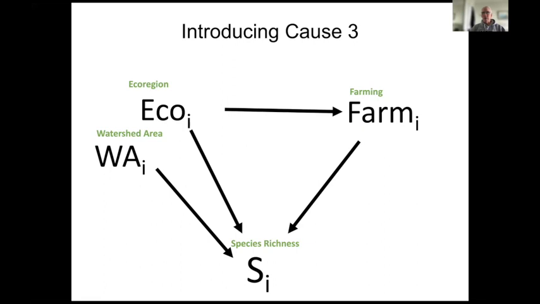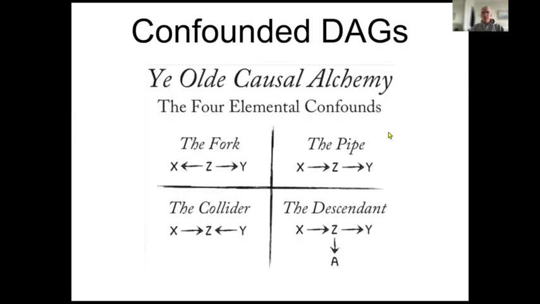But what I want you to see here is in a DAG, in a causal diagram like this, you have to be aware of and think about the fact that if I'm looking at the effect of farming on species richness, recognizing that farming itself is to some extent caused by the ecoregion that I'm in, which is another direct driver of species richness. So that gets into McElreath's discussion of confounding variables.